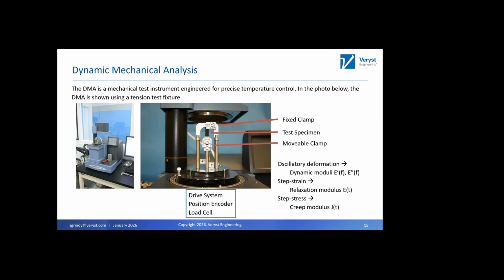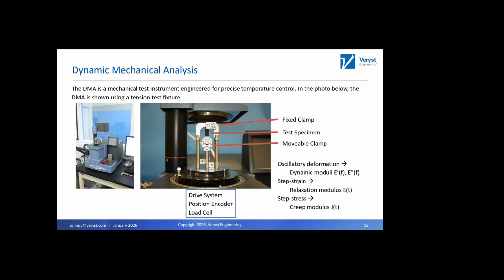And in the DMA, there are three basic tests that you might run. One is an oscillatory deformation. That means this movable clamp is going to be applying typically a sinusoidal strain to the material, typically with low amplitude, let's say 0.1% or something like that. And so what you're measuring is the dynamic modulus, the storage modulus E prime and the loss modulus E double prime, as a function of the oscillation frequency.